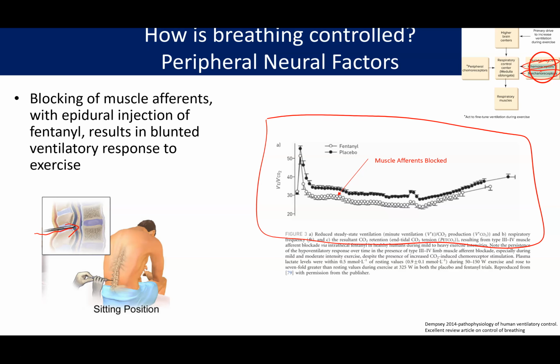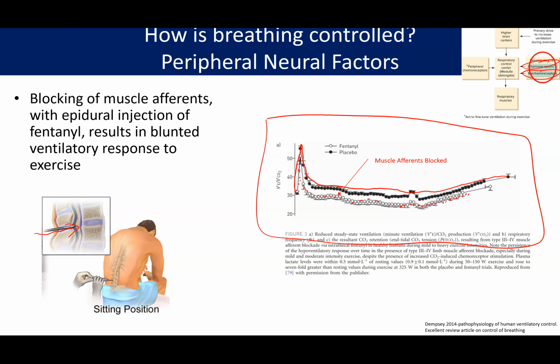When we had these people exercise, the black shows a control, where we gave them a fake injection. Their ventilation stayed elevated throughout the whole exercise, compared to when we blocked those afferent nerves. When we blocked the afferent nerves, the brain didn't really know what was going on in the muscle. It didn't have the communication to know how hard that muscle was working, how fatigued it was, how much movement was going on. All that communication was blunted, and so the breathing response was blunted.